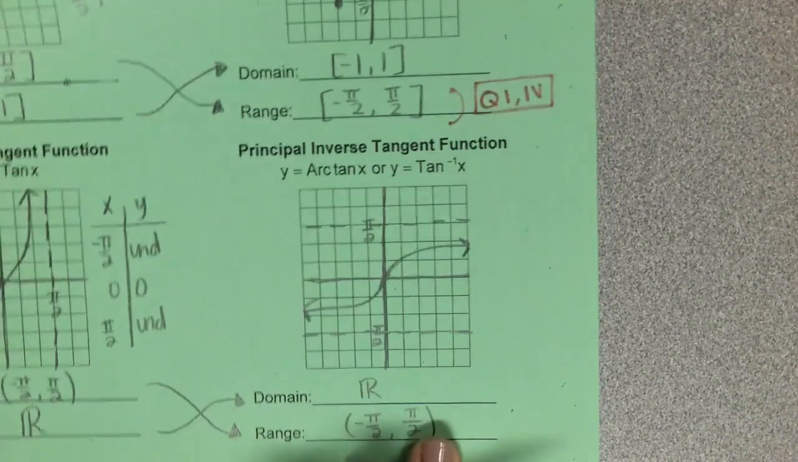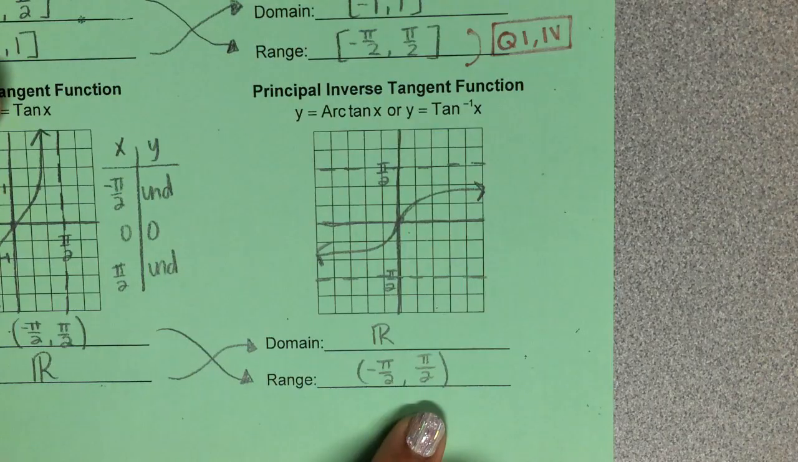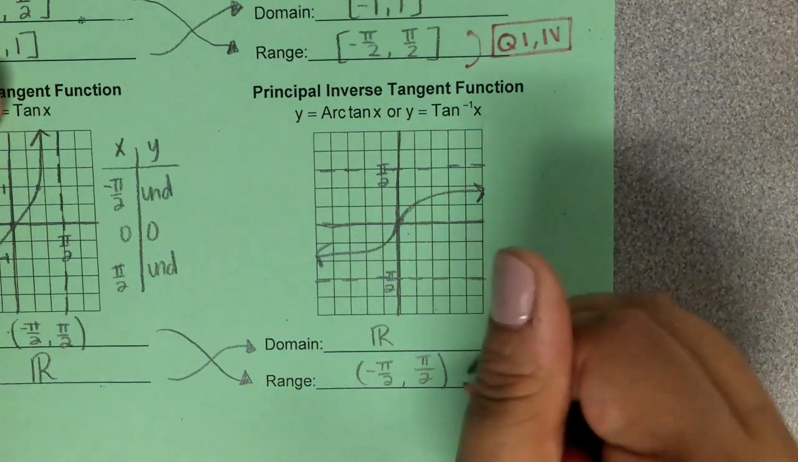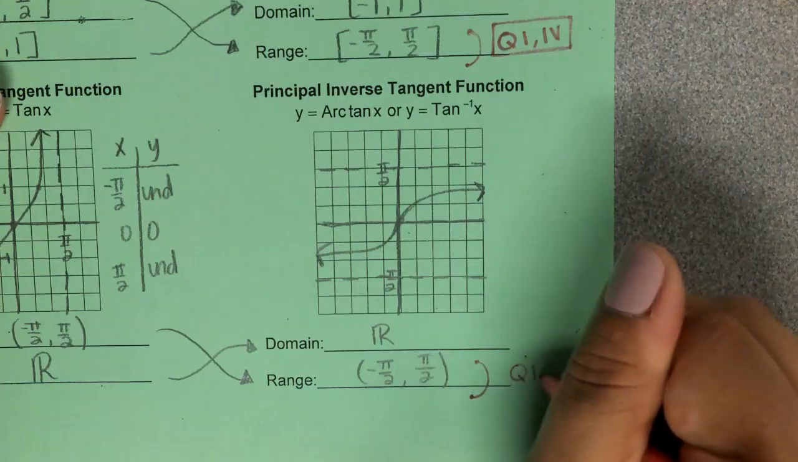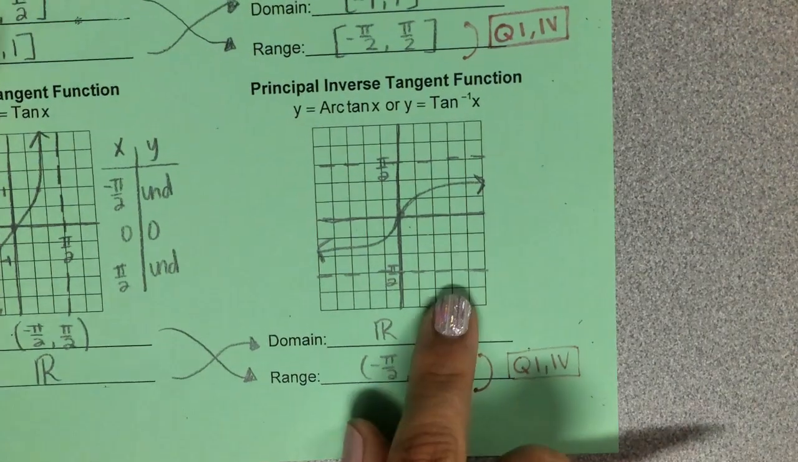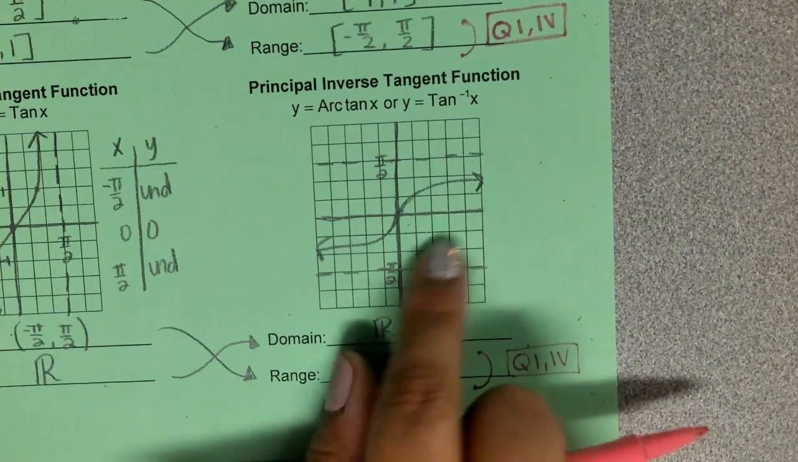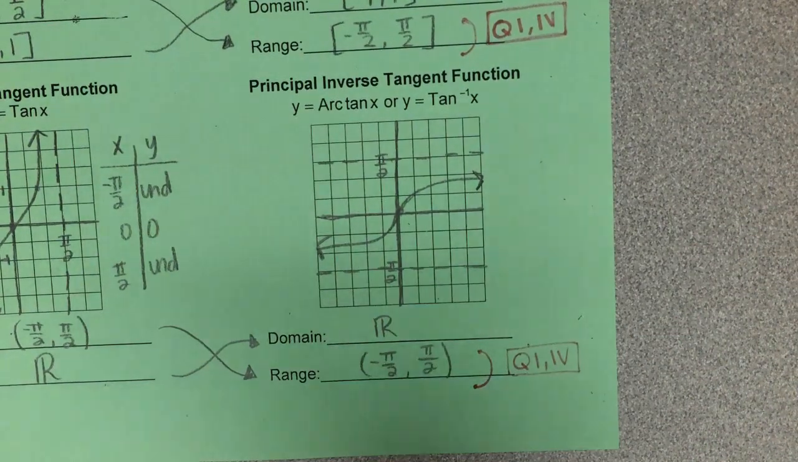And last but not least, what about inverse tan? Negative pi over 2 to pi over 2. Same thing. Negative pi over 2 to positive pi over 2 is quadrant 1 and 4. Now some of you are like, Miss Olivares, there is nothing in this quadrant 4. I'm not talking about this picture. I'm talking about on my unit circle.